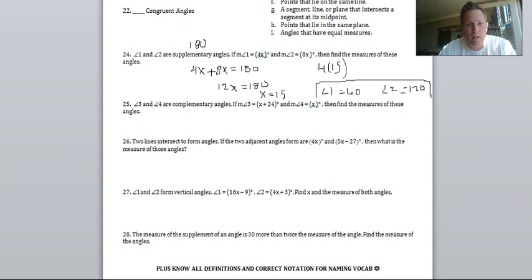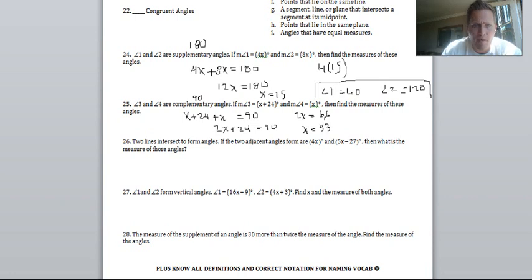Next one, angle 3 and angle 4 are complementary angles. Complementary, if you don't know, they add up to 90 degrees. Super important that you know that. So when I take x plus 24 and x, and I add them together, they're going to equal 90 degrees. So I'm going to get 2x plus 24 equals 90. I subtract 24 from both sides. This is going to give me 2x equals 66, and this means that x is going to equal, divide both sides by 2, 33.